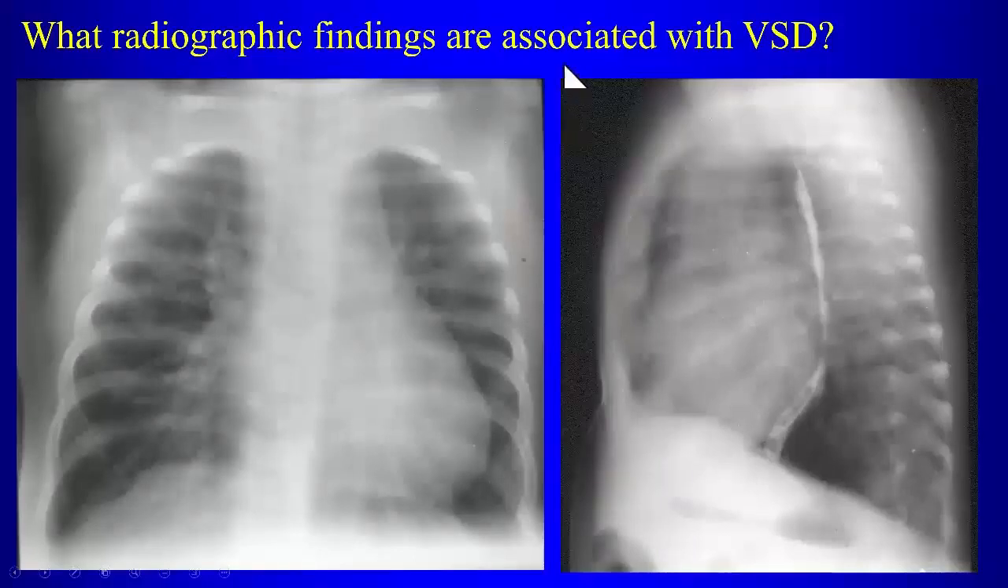Now, what are the radiographic findings associated with a ventricular septal defect? On chest radiography, what are the findings associated with a VSD? Again, when you're doing congenital heart disease, we always start with the pulmonary circulation. It will be increased, right? So there's over-circulation, increased pulmonary blood flow. And what about chamber enlargement? What are the chambers that will be enlarged?